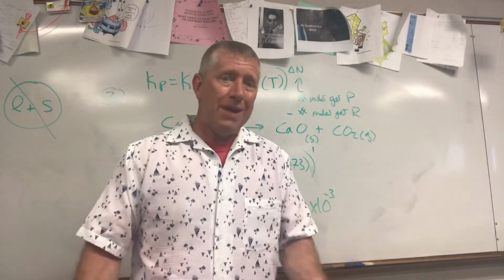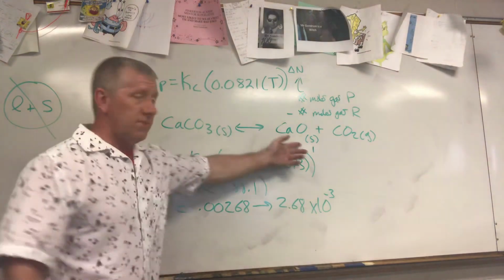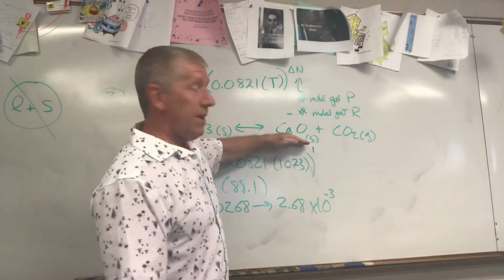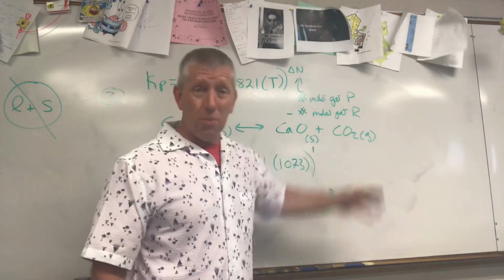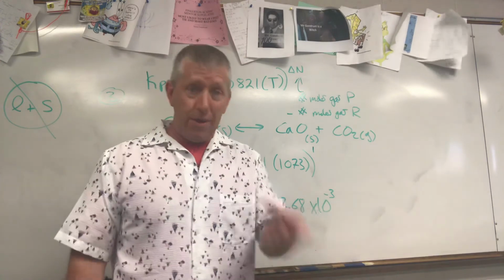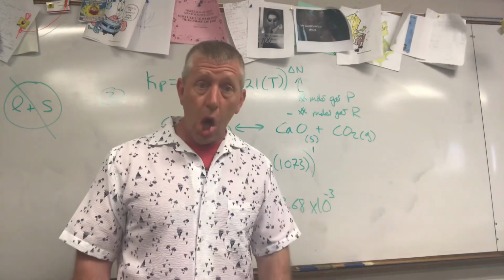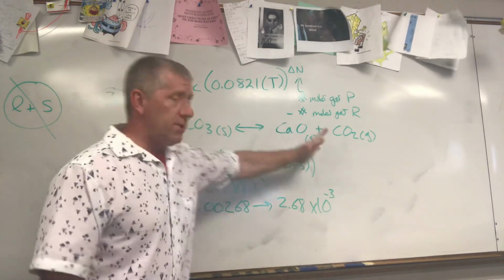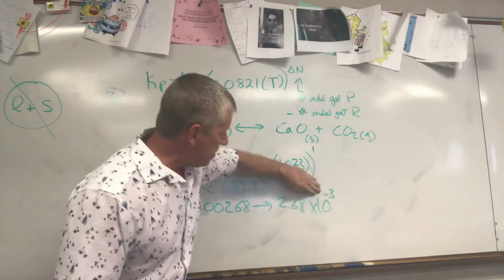Why? Because it doesn't want to break down. The calcium carbonate is stable. It doesn't want to break down into calcium oxide and carbon dioxide. I guess it will over a long period of time. If you came back a million years from now, your little chalk is probably all gone. But it doesn't want to break down. It's a very slow process for this, which is indicated by this small K value.